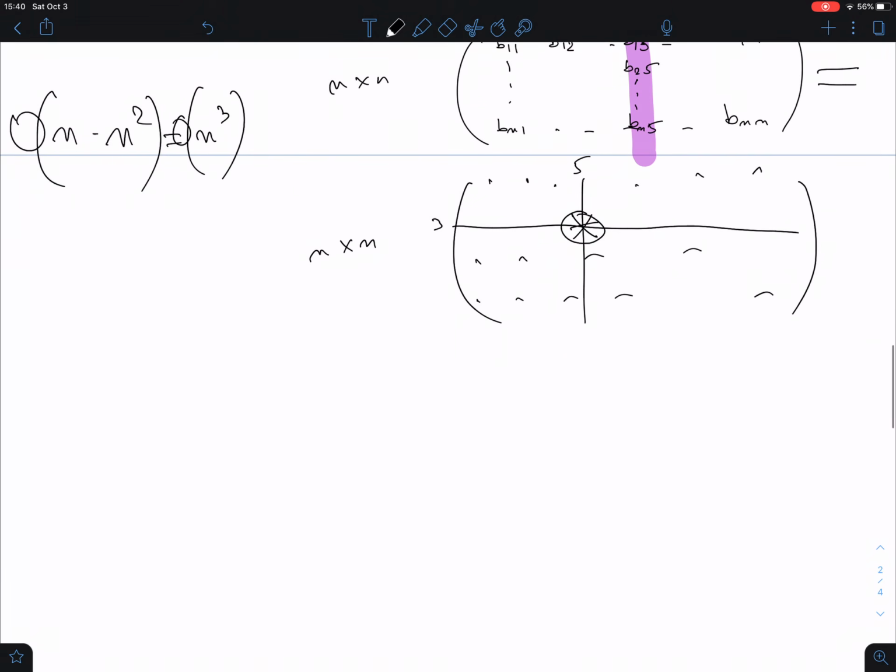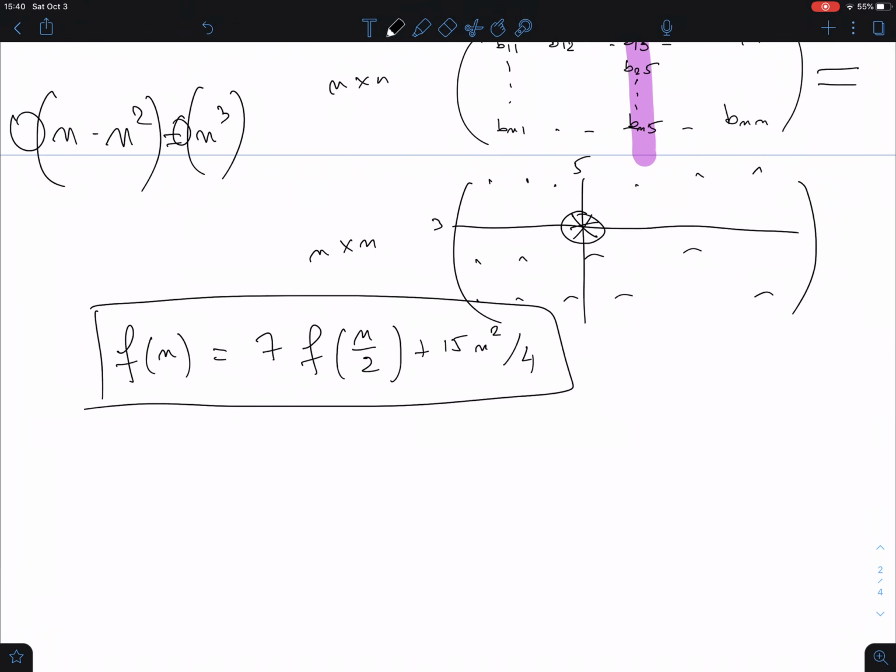Now there exists, but that's very hard to describe, a research paper published about 10 years ago showing that you can do this with a divide and conquer strategy. Look at this: 7 times T(n over 2) plus 15n squared over 4. This is the complexity of that algorithm. I'm just copying this from the textbook, which copied it from the original paper. And in this original paper, this is the complexity of that algorithm.